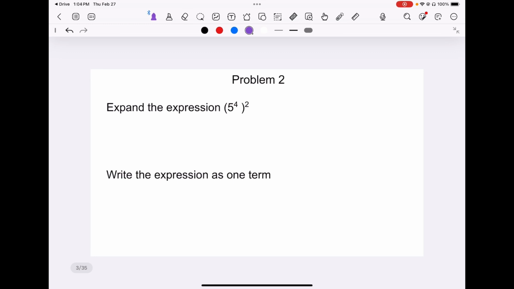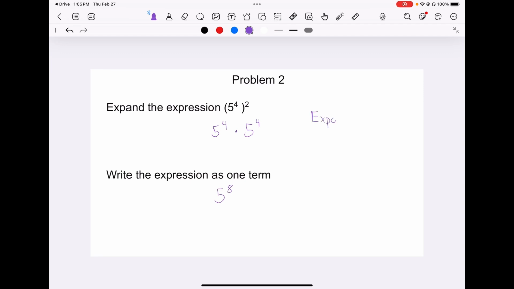Expand this expression. We have 5 to the fourth to the second power. That means I have 5 to the fourth times 5 to the fourth. And based on the problem we just did, since I have two terms that are being multiplied and the same base, I can add the exponents. So this would be 5 to the 8th power.